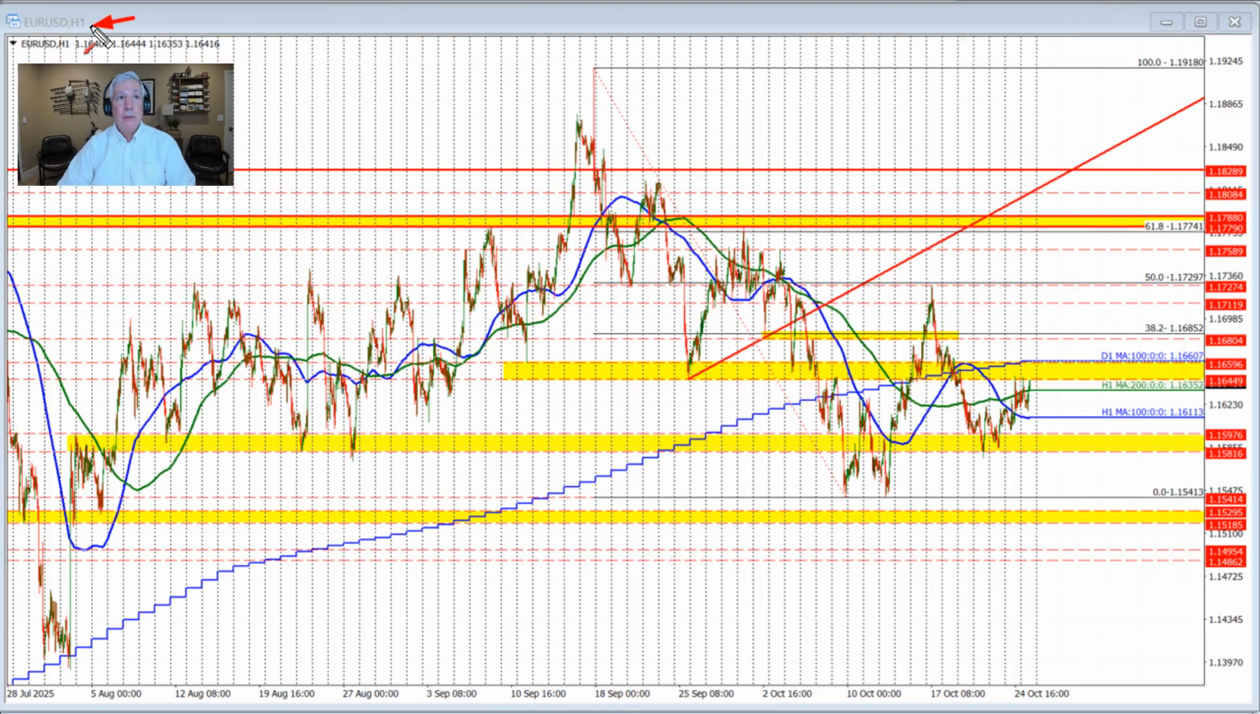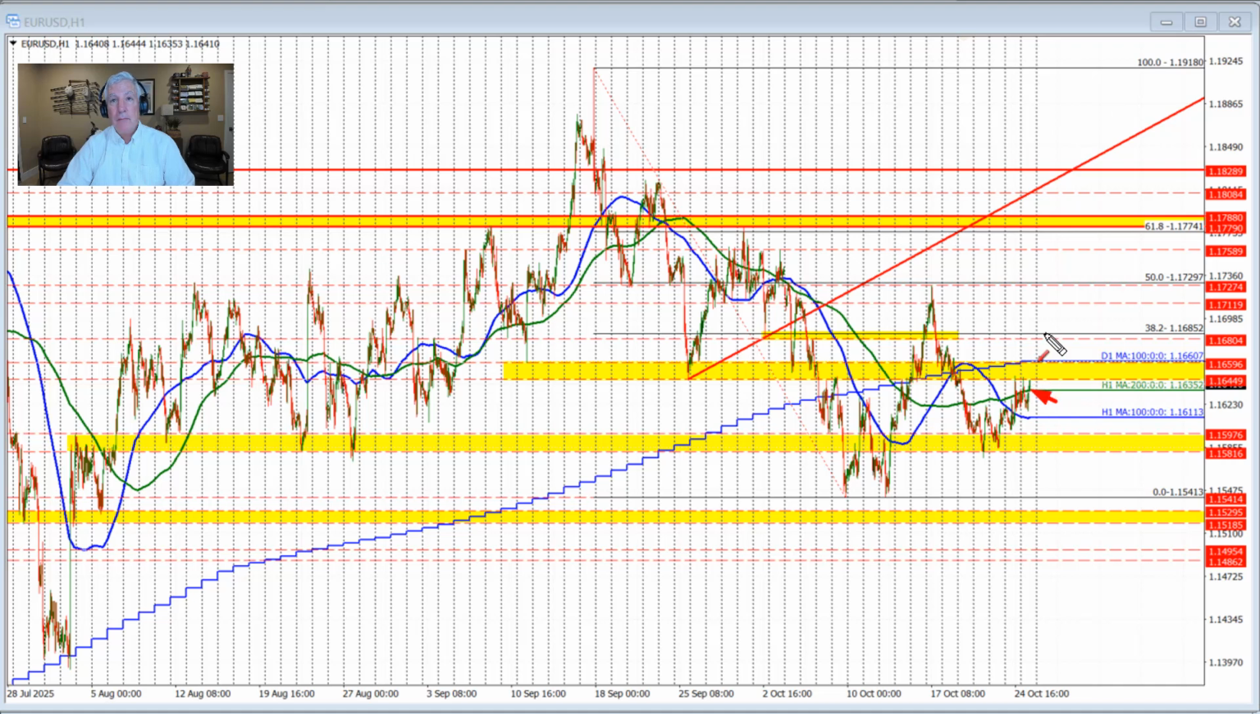Looking at the hourly chart of the euro versus US dollar, we closed the week in between the 100-hour moving average and the 200-hour moving average. That's the blue line right here and the green line right here. In trading today, we've seen up and down price action, but starting the day with the price moving back to the upside. And we're also back above that 200-hour moving average, green line here. That level comes in at 1.1635, and you can see we're just above that level.